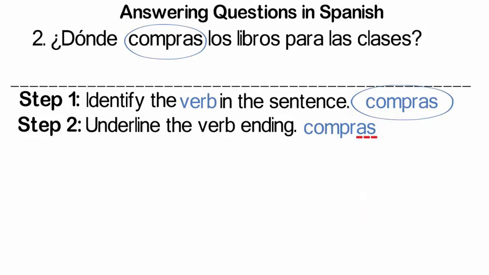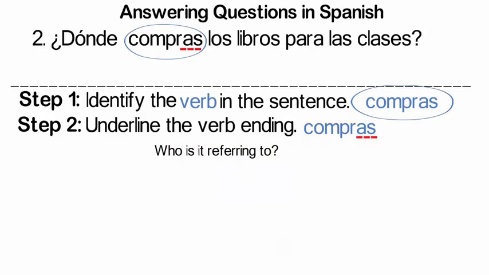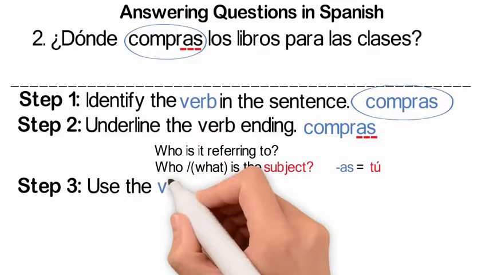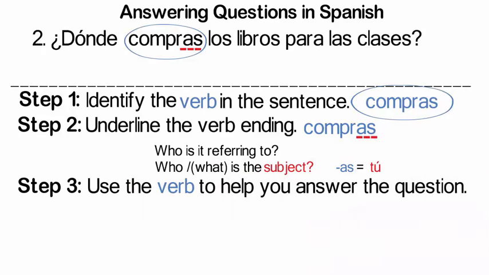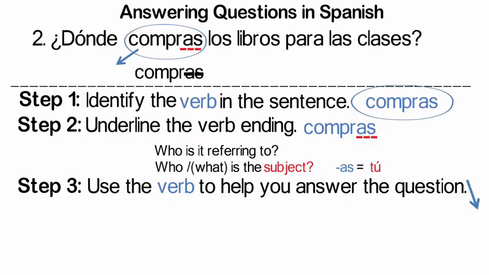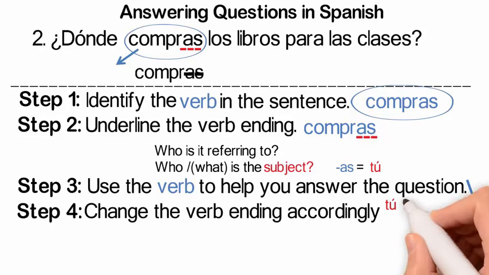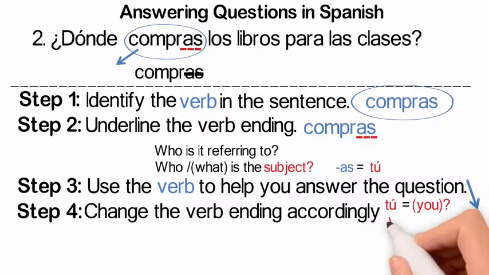Now that you have underlined it, you can answer who the ending as is referring to. Who is the subject? The subject here is tú, you. In step 3, you can use the verb in the question to help you answer the question. Bring down or rewrite the verb from the question, compras. Now, in step 4, you can change the verb ending accordingly from having you in the question with the verb ending as to the verb ending for yo, o, in the answer.